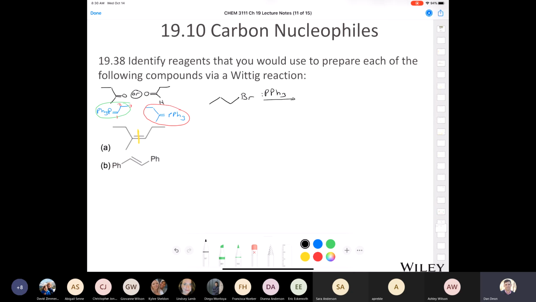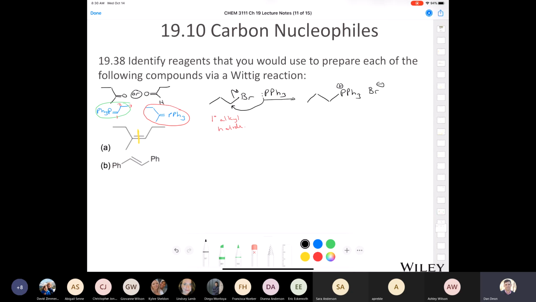Okay, what's that going to do? That's going to do a beautiful SN2. Why? Because this is a primary alkyl halide. Okay, so we get a nice, tasty SN2. And then we're going to end up with this, which is called a phosphonium salt. So PPh3, the phosphorus has a positive charge. We have our bromide over here.